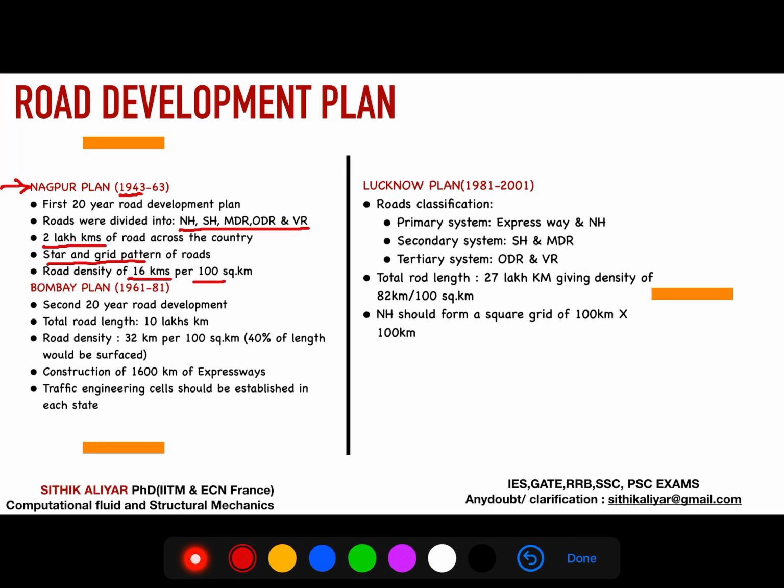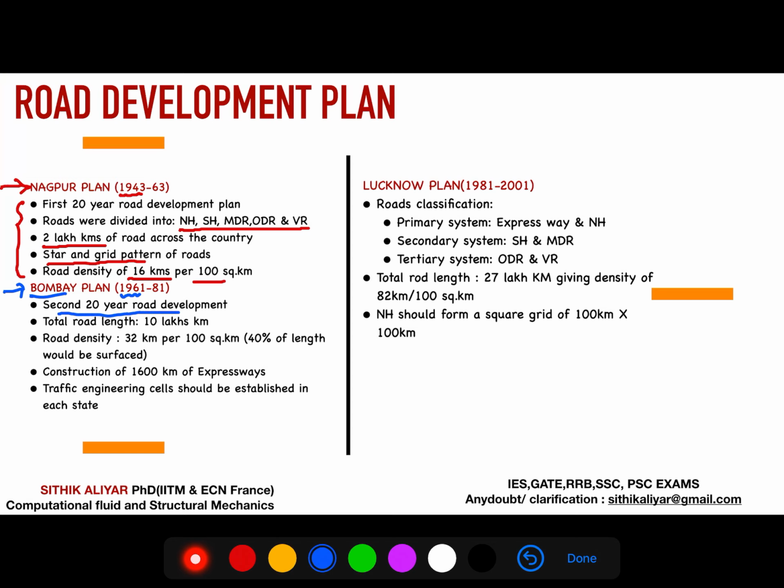That was their target. These targets were achieved, I think, in approximately 18 years itself. So they met a second time. You can see they met after the next 18 years, in 1961 in Bombay. That was the second 20-year road development plan.